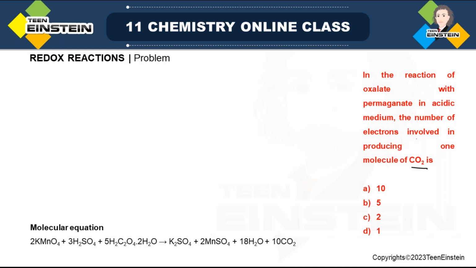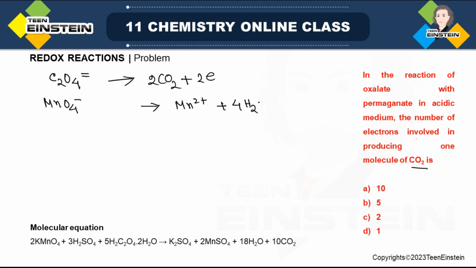The final equation that you are seeing here, how we can reach this equation, that we will solve by first writing the half reaction that we have already written. C2O4 2 negative gives 2 CO2 plus 2 electrons, right? Now for MnO4 minus, as it is in acidic medium, it will be Mn2 plus.